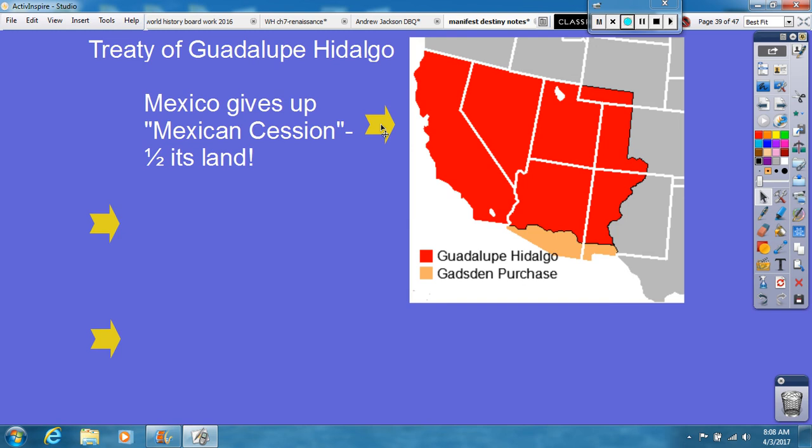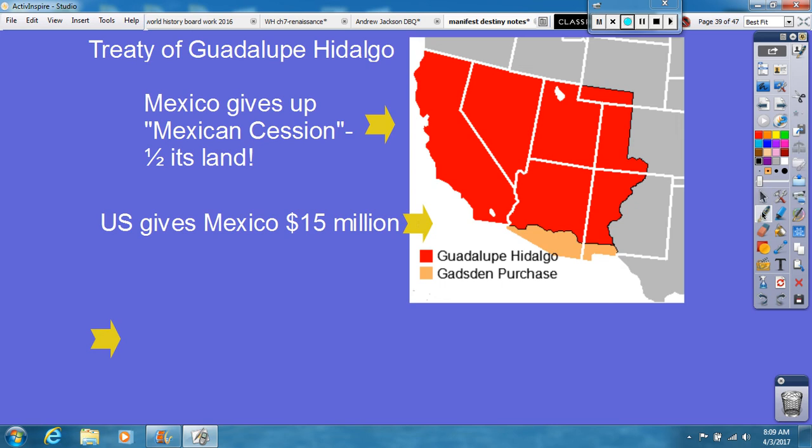So what happens is we will have them sign the Treaty of Guadalupe Hidalgo, which will officially end the Mexican-American War, which basically has Mexico give up all this red area in here called the Mexican Cession, which was basically half of its land. And basically, in exchange, the United States will give $15 million, which, if you think about it, is all this land for the same price as what we paid for the Louisiana Territory.